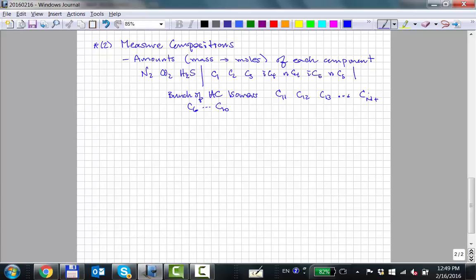What they're generally measuring in the laboratory, in the equipment we're going to talk about after the break, is mass amounts. And then they convert them to moles by knowing the molecular weight.